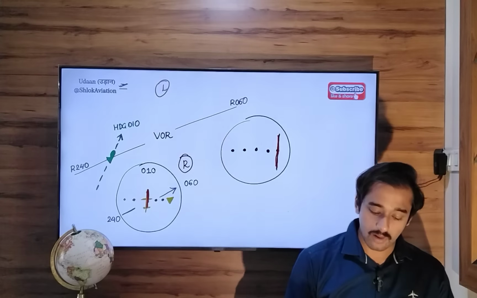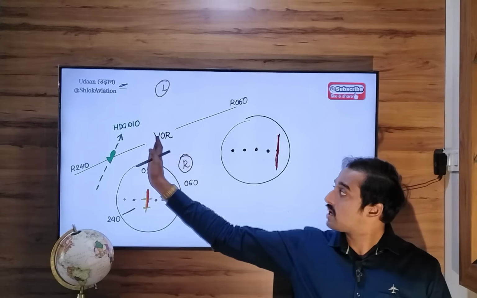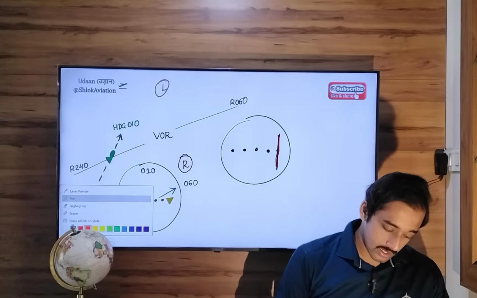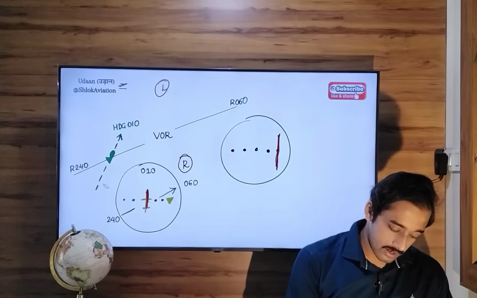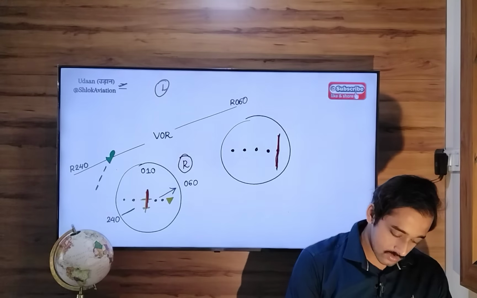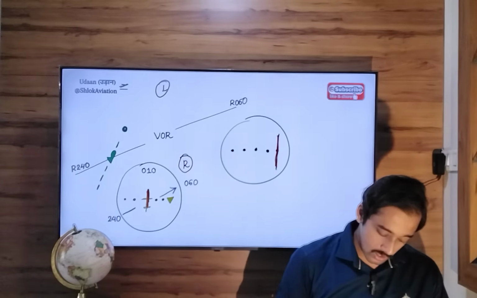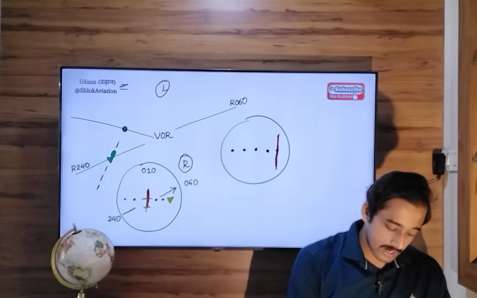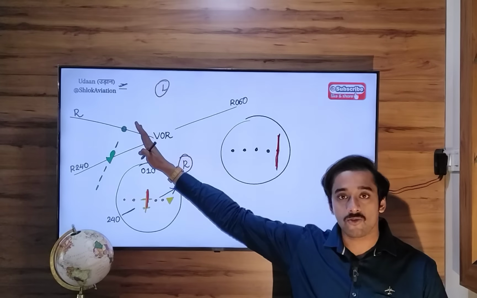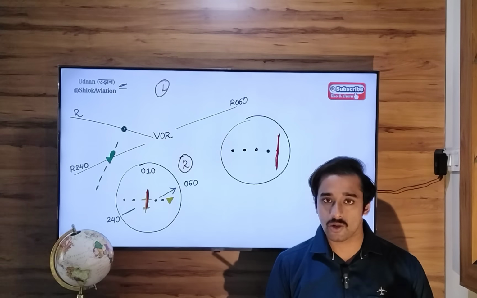So if the CDI is telling you to fly right, that means you have deviated to the left hand side. So left hand side, that means you are somewhere on that side. So let's say you are here. And now the radial passing through your position will be a radial which is more than 240, because that radial is to the right hand side of 240. So it will be more than 240. It can be 245, 250, anything.